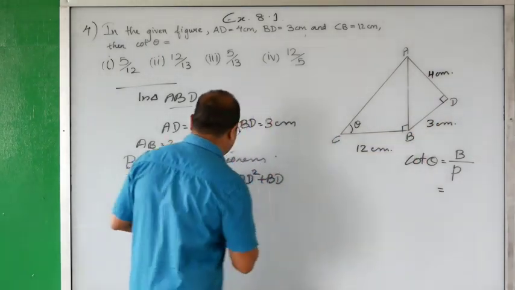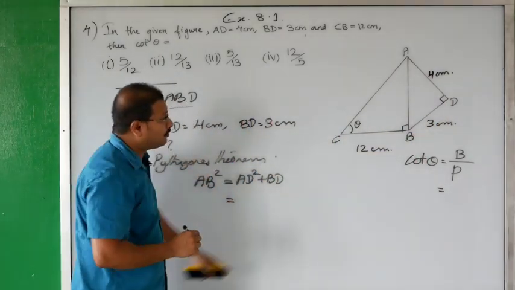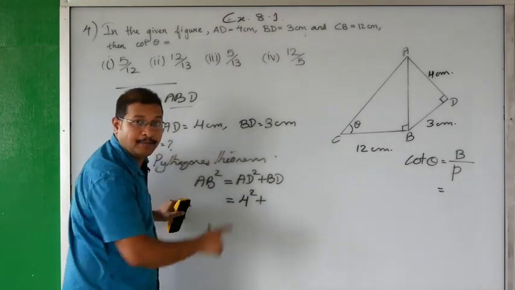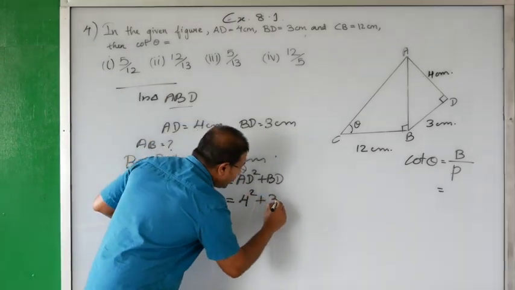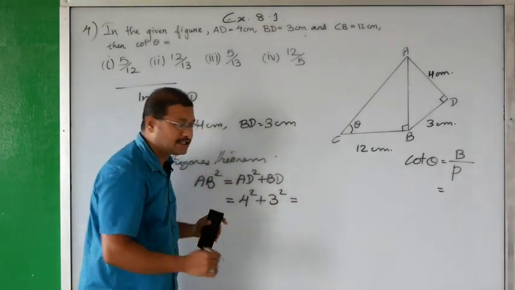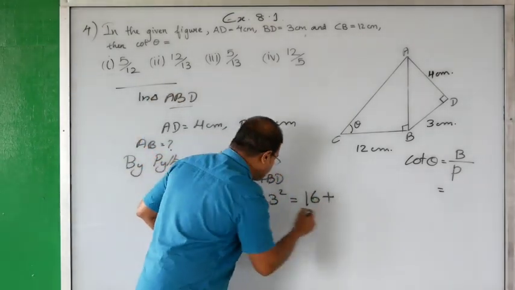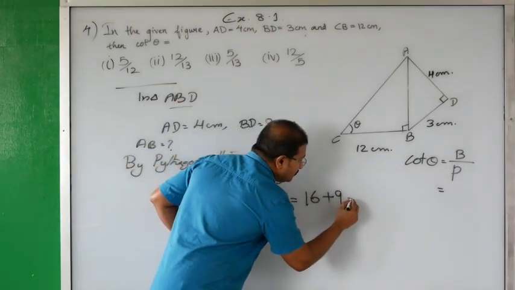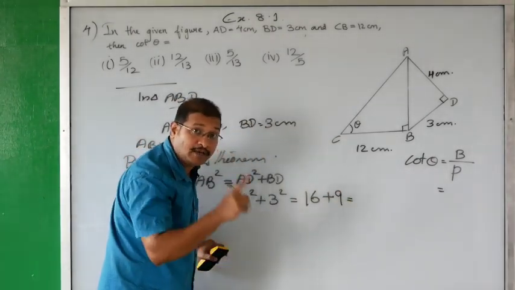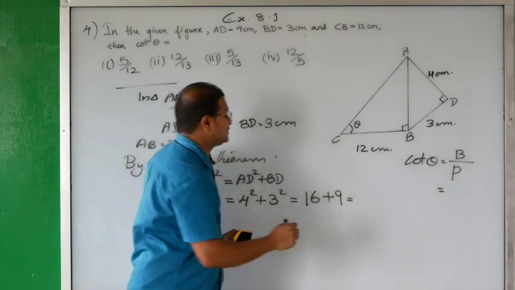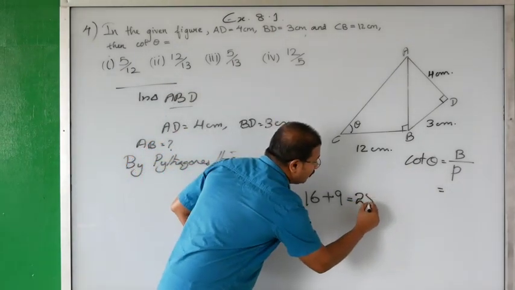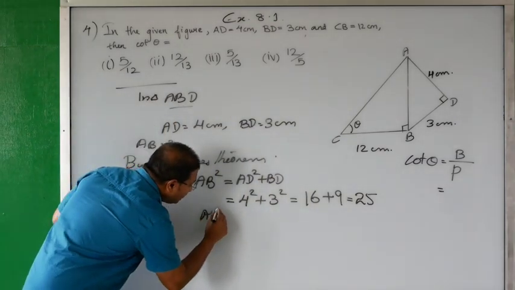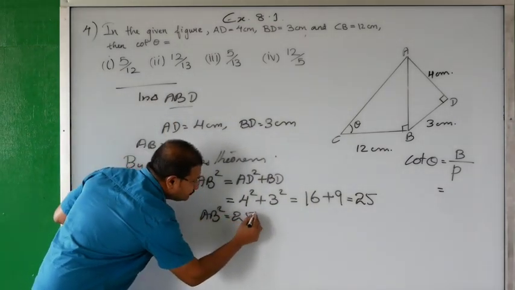Ready? Let's put the values here. So AD square, what is the value of AD? 4 square plus BD, that is 3 square. 4 square is 16 plus square of 3, 3 threes are 9. So let's add it now, 16 plus 9, yes, 25. We got it now, 25. That is AB square equals 25.